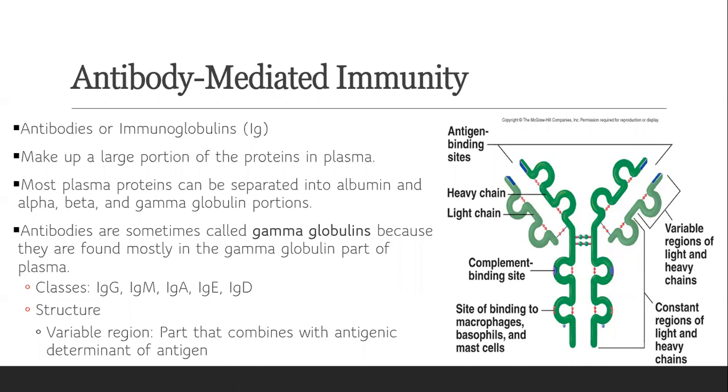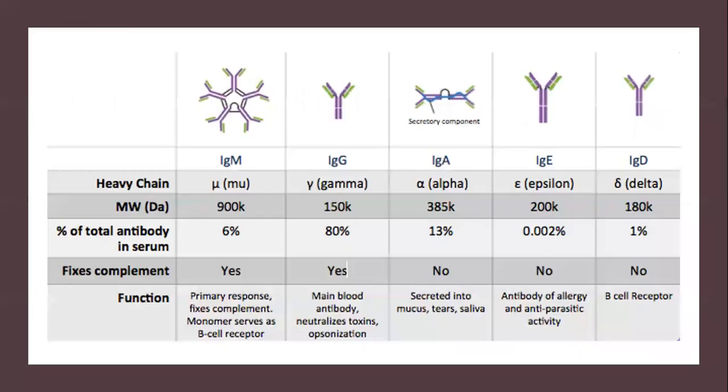The variable region of the immunoglobulin is the part that combines with the antigenic determinant of our antigen. Among these 5, the highest molecular weight belongs to IgM because it contains more branches compared to the other immunoglobulins. But among the 5, the highest amount found in the body is IgG. The first one to respond is IgM.